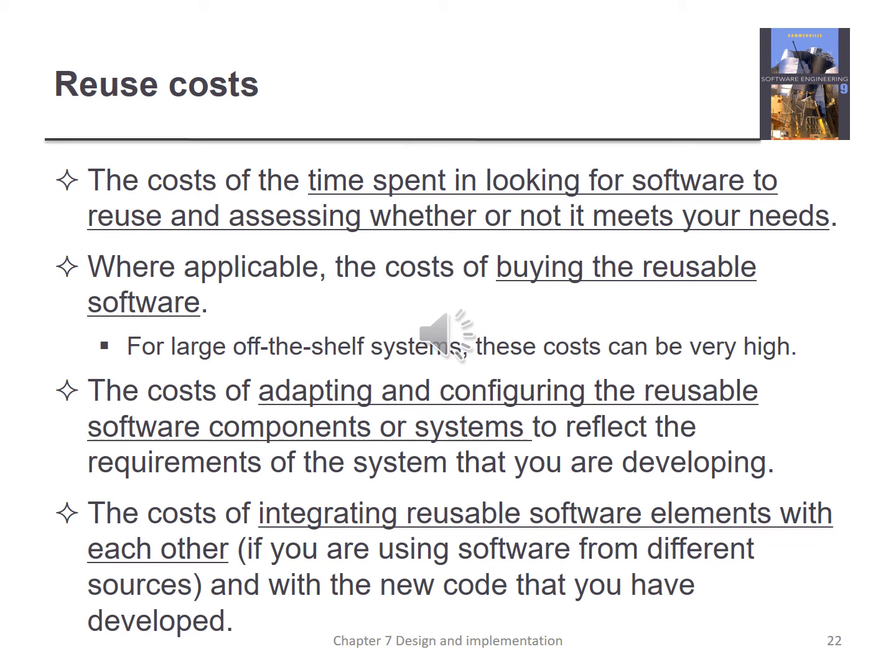The cost of adapting and configuring: if that object or software we're going to reuse is not going to work fully with our system, we need to adapt it to make it compatible with our system, changing something here and there. And the cost of integrating reusable software elements with each other, which is the compatibility, as I just said a second ago.